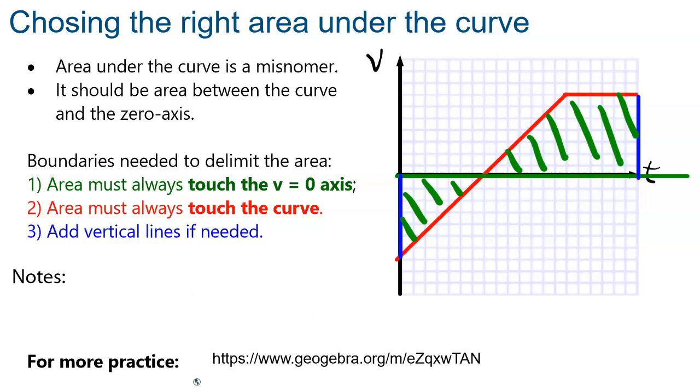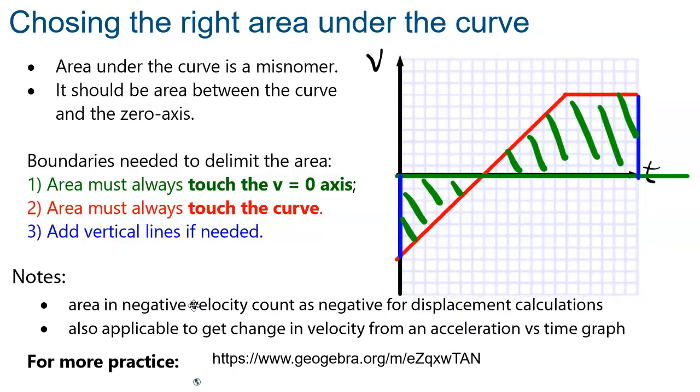Just a few notes to add to that. First, when the area is on the negative velocity side, you have to count it as negative if you try to calculate the displacement. So for instance, in here, this area would count as being negative for calculation of displacement, because essentially for that portion, the object was going backward. Also, the method that we just described with the area under the curve is also applicable if you want to get the change in velocity from an acceleration versus time graph. So if you have an a versus t graph, then the area under the curve is just the change in velocity.